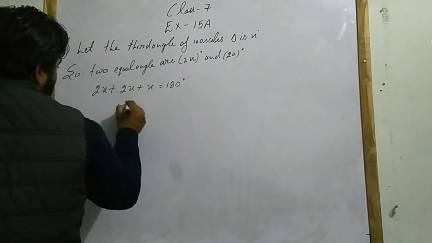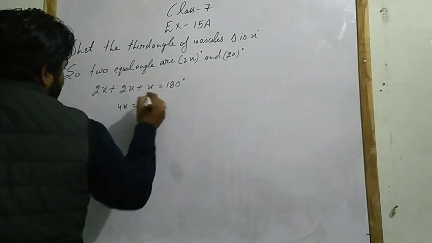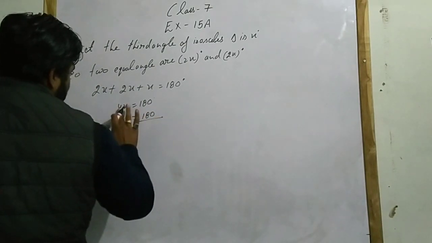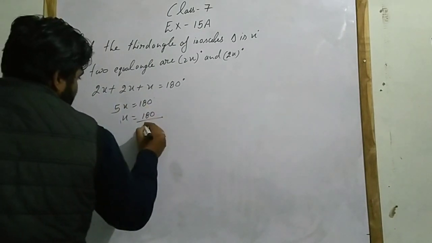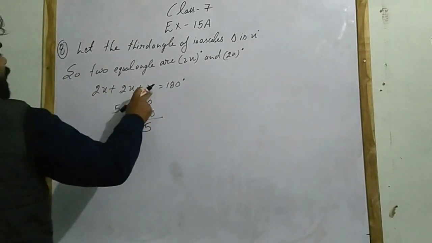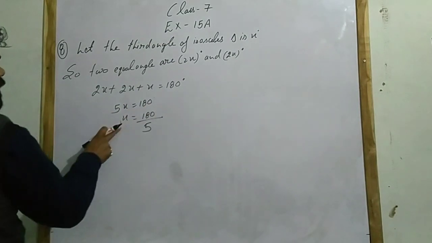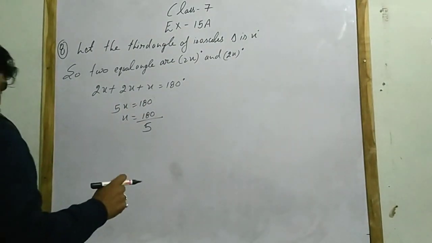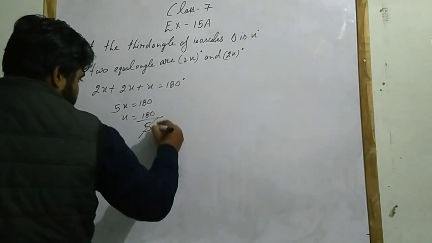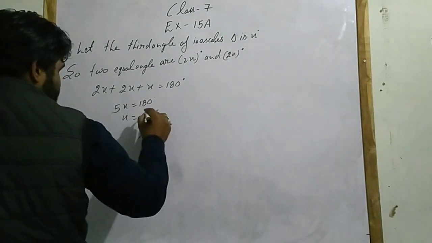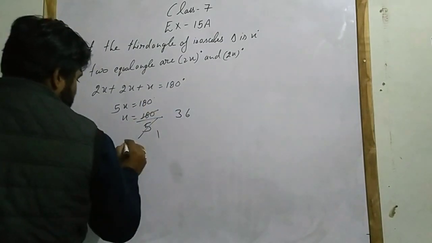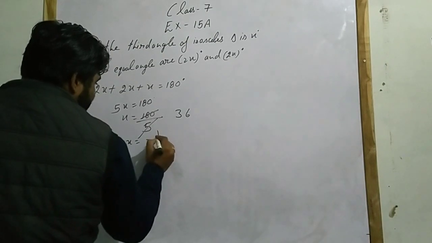Now it will be 5x equals to 180 degree, 2 plus 2 is 4 and 1 is 5. So 5x equals to 180 degree, x equals to 180 upon 5. When you cancel, 5 3s are 15, it will be 36 degree. So x equals to 36 degree.